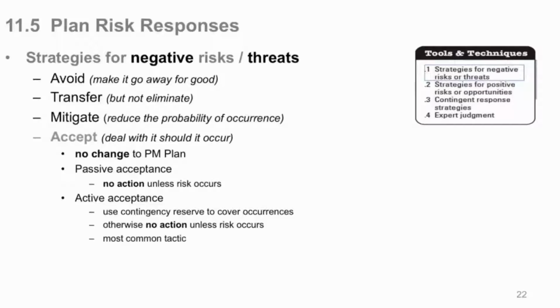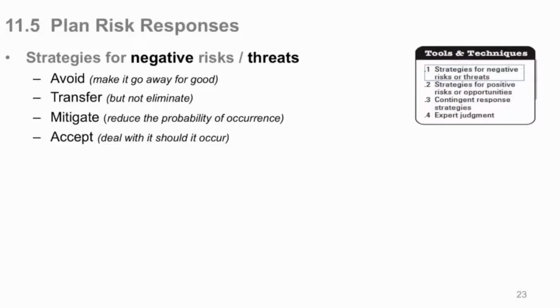You say, we're moving on with our plan, and if it happens, you can either have passive acceptance, which means you don't do anything until it occurs. You're doing your project, this risk happens, you say, oh, there we go, it happens. Or you can have active acceptance, where you plan ahead for it to happen. That's where you get your contingency reserve, a little money in there so that you can spend that money to fix it when it does happen, should it happen. Otherwise, you don't do anything until it occurs. And this is the most basic, common tactic that project managers use to deal with certain risks. If they can't do the other three, they accept it and say, money aside, we'll use that if it were to happen. So that's negative risk strategies.